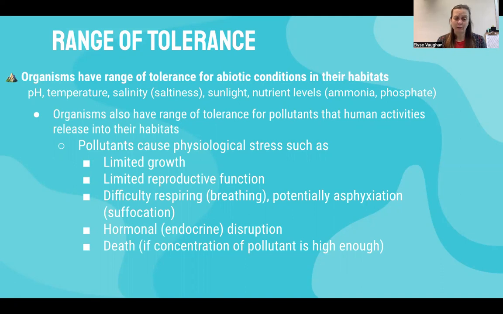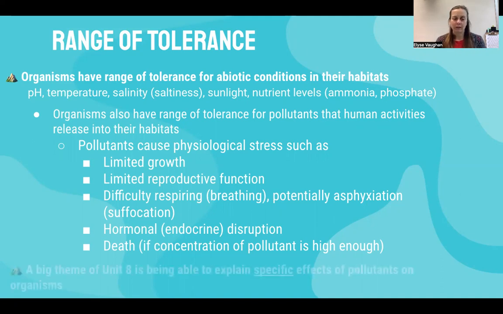A lot of pollutants are endocrine or hormonal disruptors. And in extreme cases, if the concentration of pollutant is high enough, it can actually cause death. Be careful with this one. A lot of the time when you answer FRQs, if you jump immediately to death, then we haven't proven that we are far enough outside of the range of tolerance that that could be a result.